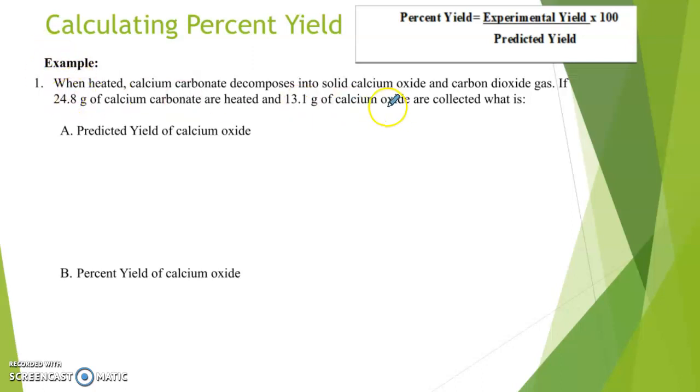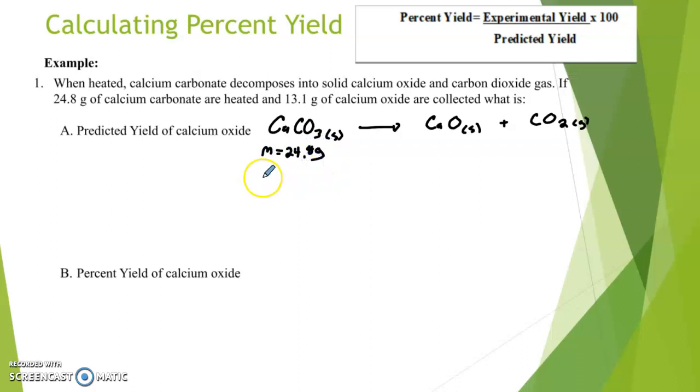So just like any stoich question, we're going to write out our formula of what we're looking at. We've got calcium carbonate is what we are dealing with here. And what happens to it is it will decompose into calcium oxide and carbon dioxide. All that's given to us right here in the question. Next thing given is 24.8 grams, so we have a mass. As soon as you have mass, you need molar mass.